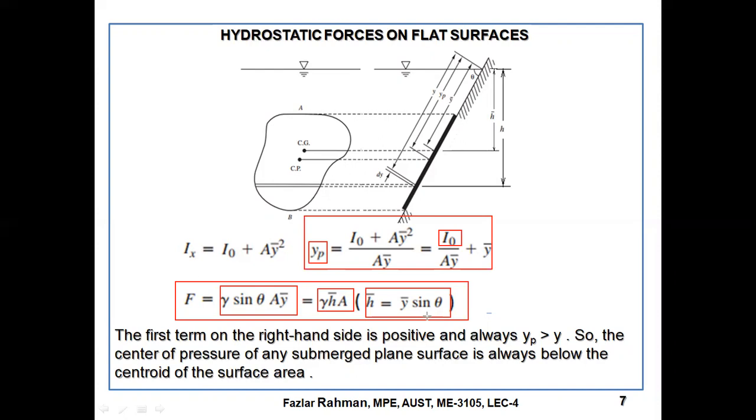If you know the density of the fluid, meaning you need to know rho, or you need to know gamma equal to rho g. Then you need to know the area of the object, A. Then you need to know the inertia of that object with respect to its Cg. And you need to know the vertical distance or the inclined distance. This is the inclined distance y. Or you need to know the vertical distance of the Cg of the object.